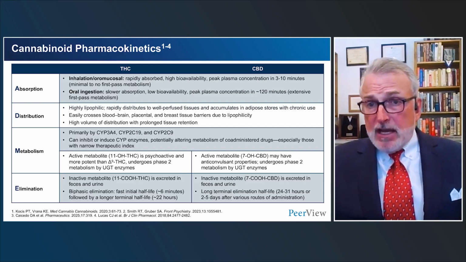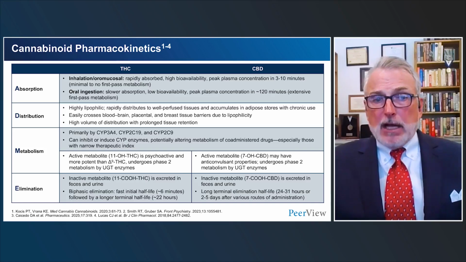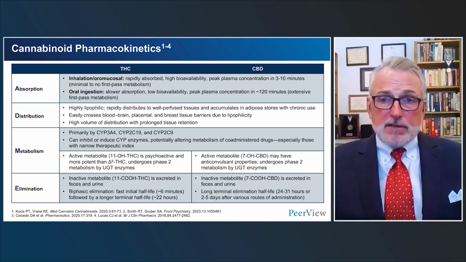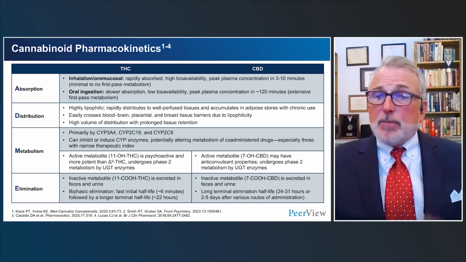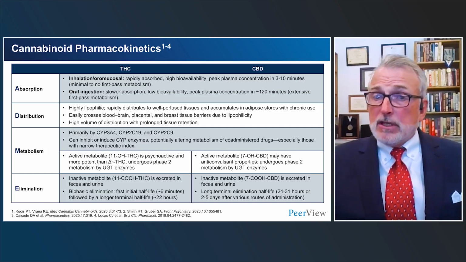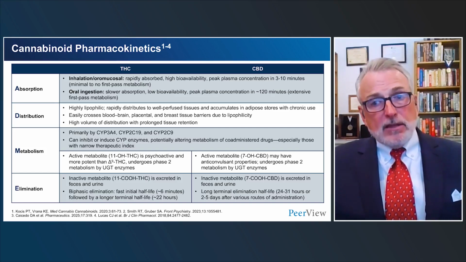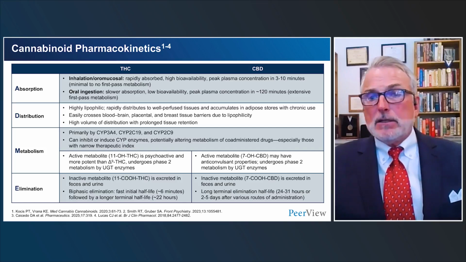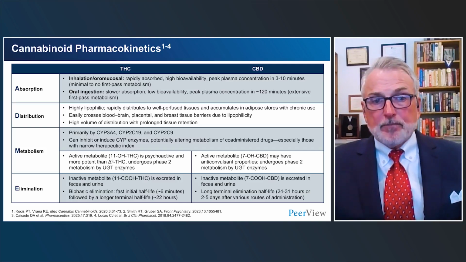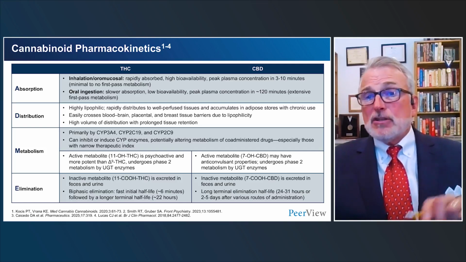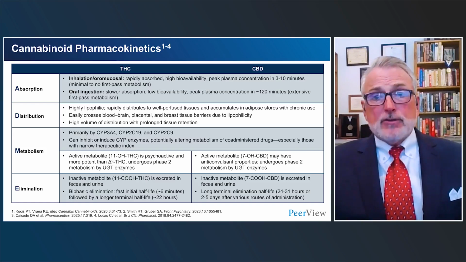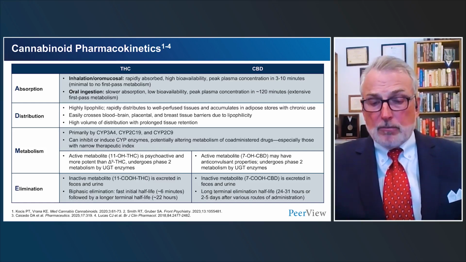The first metabolic product is an 11-hydroxy compound in the case of THC, or 7-hydroxy for CBD. Those are both active. In fact, 11-hydroxy THC is more potent than delta-9 THC itself. But then they are metabolized to carboxylic acid derivatives that then get modified for secretion in the urine. And so the compounds are very slowly released with half-lives on the order of days, which is why drugs can hang out in the system for a very long period of time.